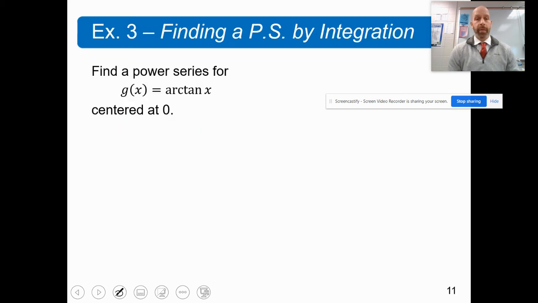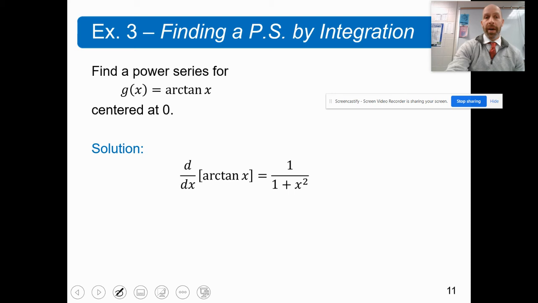All right, last example. Finding the power series for g of x equals arctan of x centered at 0. Now this is the most interesting example, so stick with me here. Again, we're talking about using these geometric power series to write functions. So what we have here is we're trying to find the power series for arctan of x.